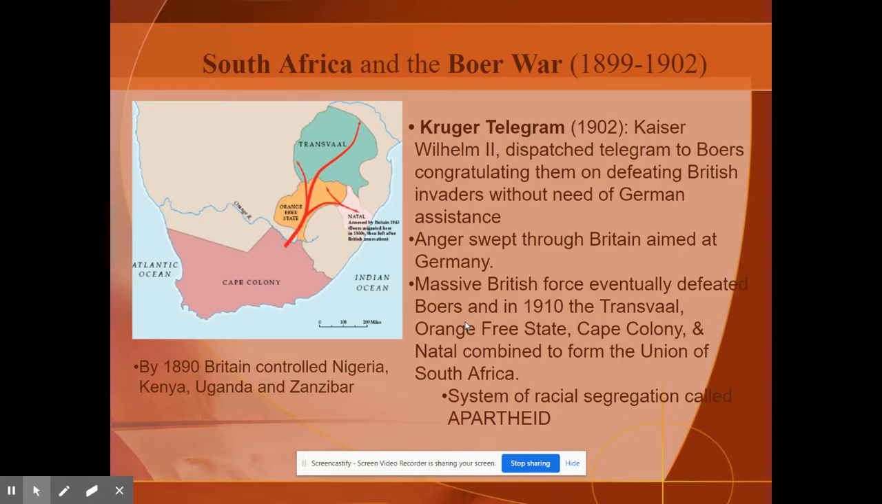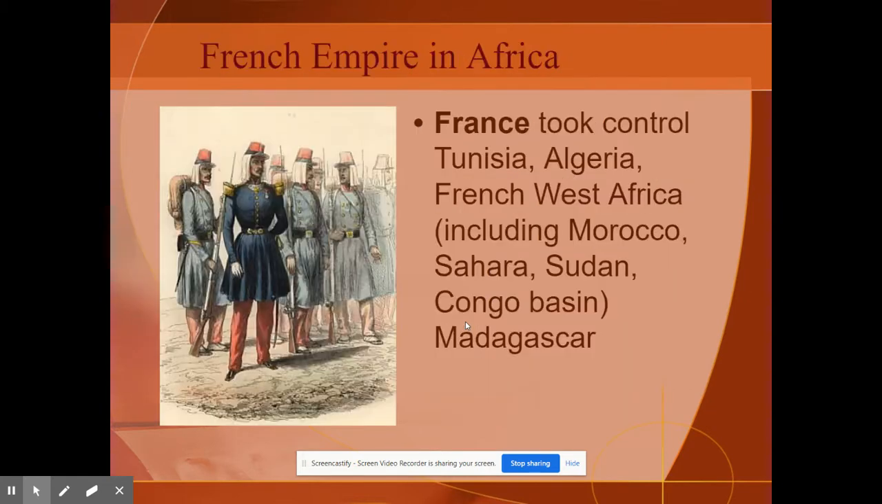They had to have papers to move. They can only work in so many jobs. They're economically, politically, and socially downtrodden because of this. It's like segregation in America on steroids. So the French, they're going to take over Tunisia, Algeria, France, West Africa.